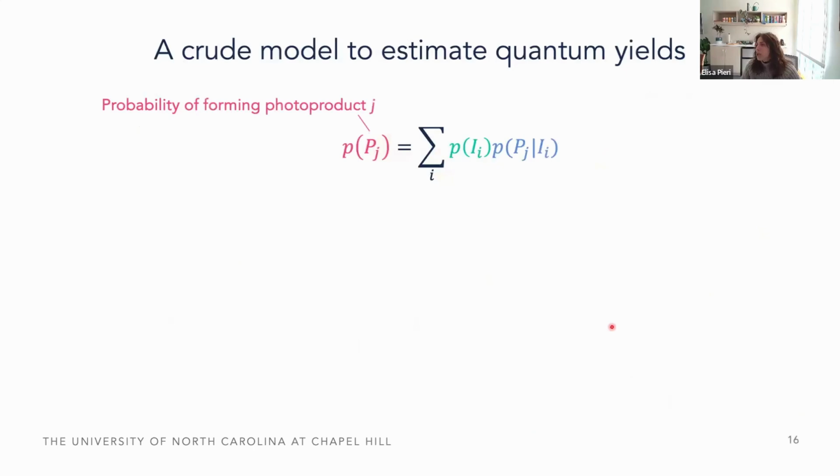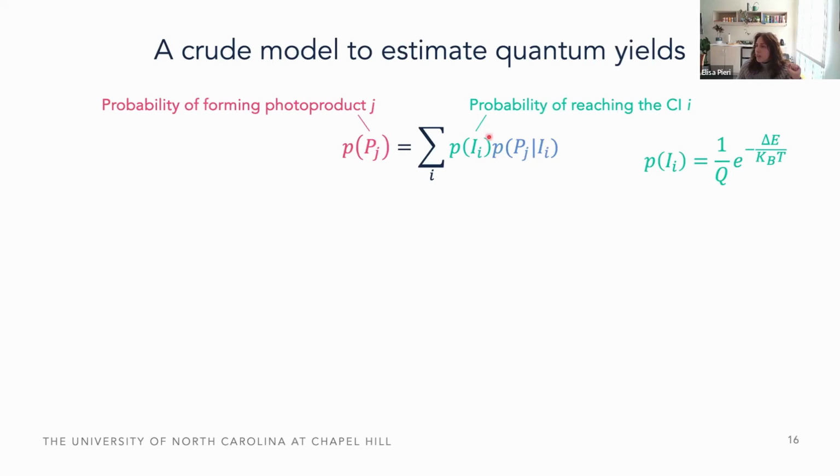Okay, can we actually estimate the quantum yields though? Or do we know how much of each we form? And here I'm showing you something that we haven't published yet. It's a very simple model. We said, can we get an estimation of these quantum yields in the simplest way possible? So if I calculate the probability of forming the photoproduct J, I can do it as the sum over all the conical intersections I of the probability of reaching that conical intersection I, and from there, the probability of forming the photoproduct J.